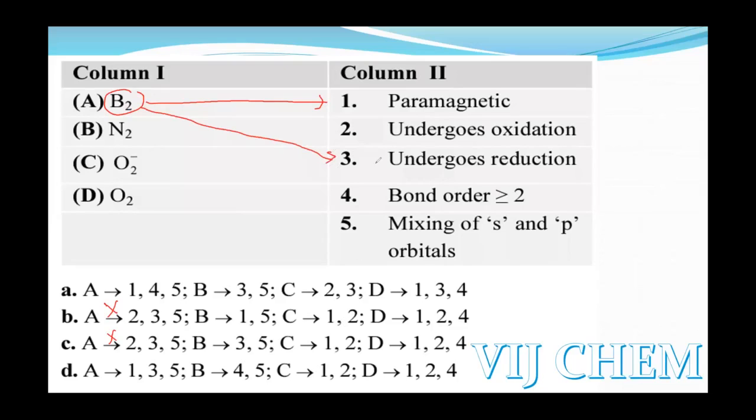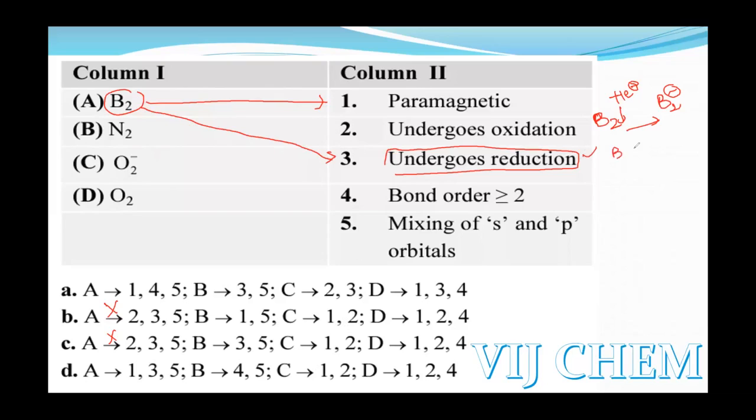Suppose it is the third option, that means the number of electrons is more, bond order increases, then it will undergo reduction. What is undergoing reduction and oxidation? Listen carefully. Suppose B2 has less bond order and B2 minus has increased bond order. So it will accept the electron and become stable. At that time it will undergo reduction.